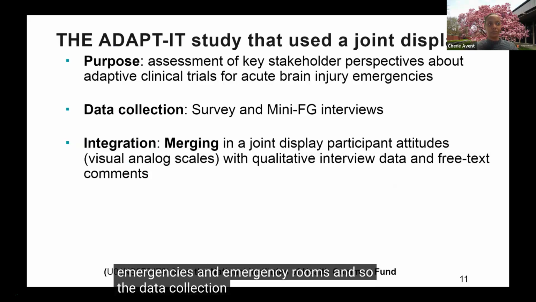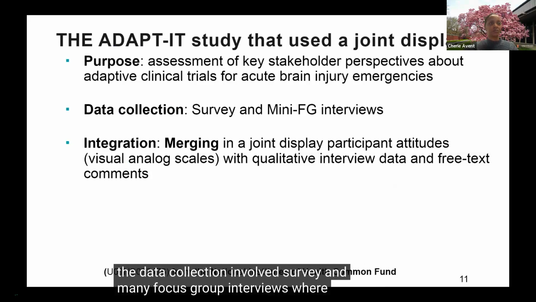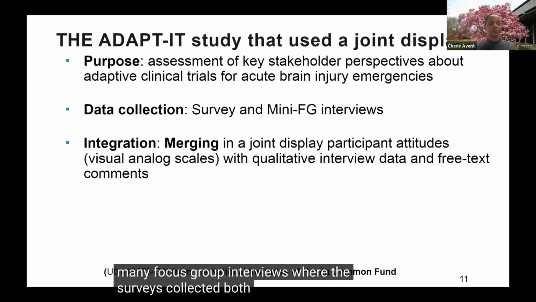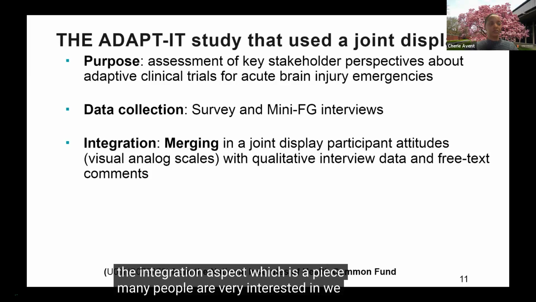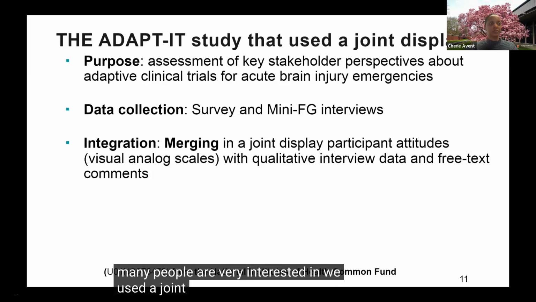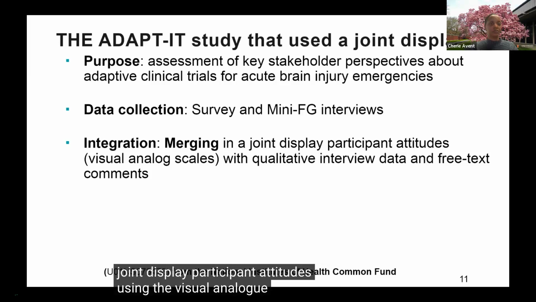The data collection involved a survey and many focus group interviews, where the surveys collected both scaled data as well as qualitative data. Then for the integration aspect, which is a piece many people are very interested in, we used a joint display. We merged in the joint display participant attitudes using the visual analog scales and qualitative interview data, as well as free text comments from the survey.